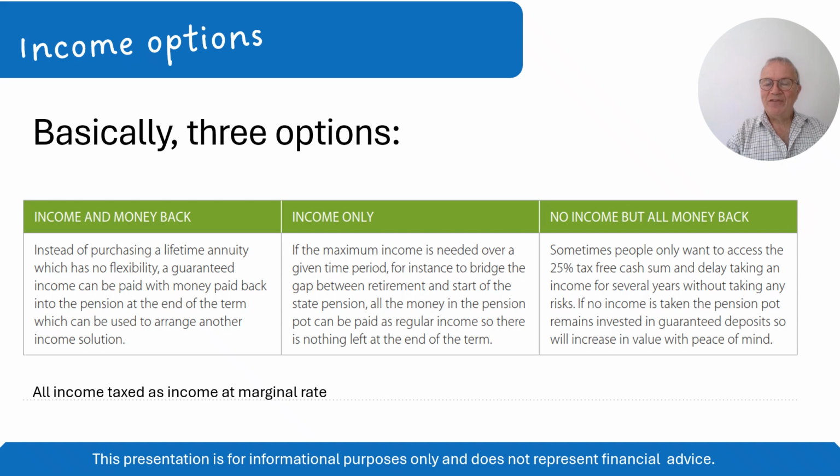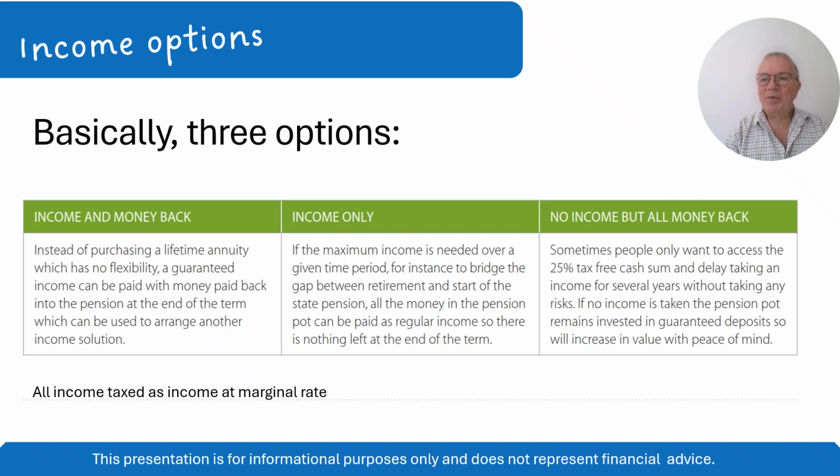Basically, three options for income. Income and money back. This is probably the most popular way of doing it. Instead of purchasing a lifetime annuity with no flexibility, you can have a fixed term which pays a guaranteed income, and you have the flexibility to do something different at the end of the term. You can have an income only plan called a cash out plan. Here you take the maximum income possible. At the end of the term there's no money back. This is fine, part of a bigger pension plan, then that might make sense.